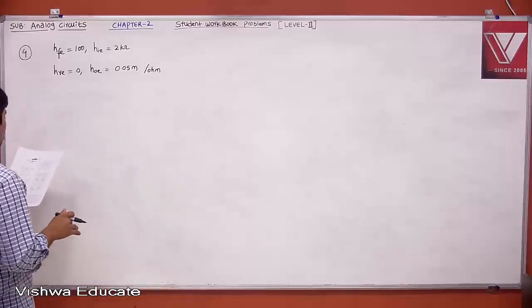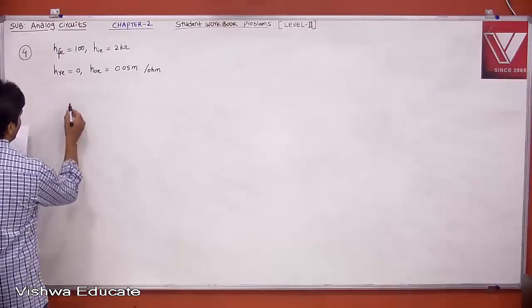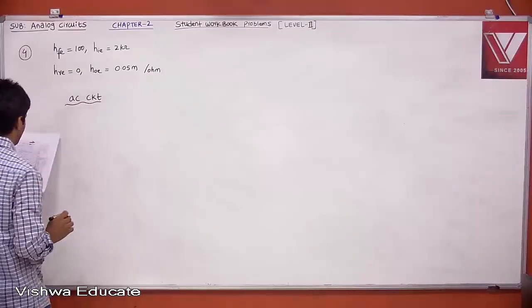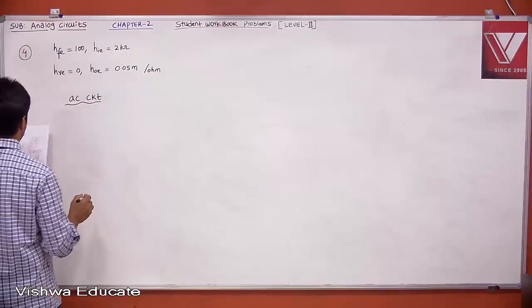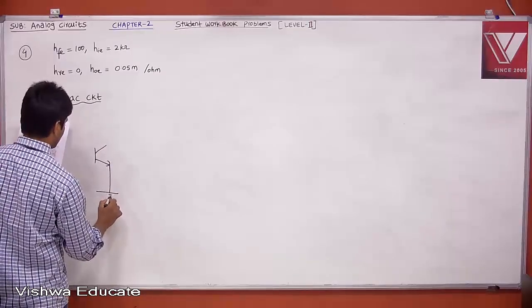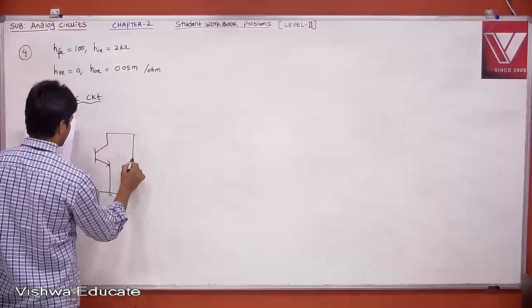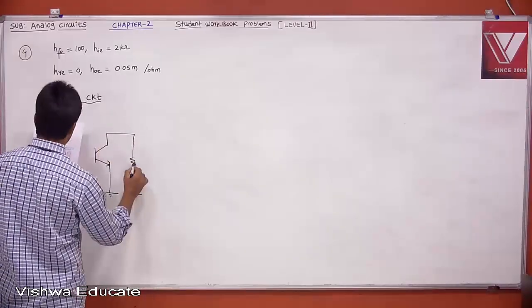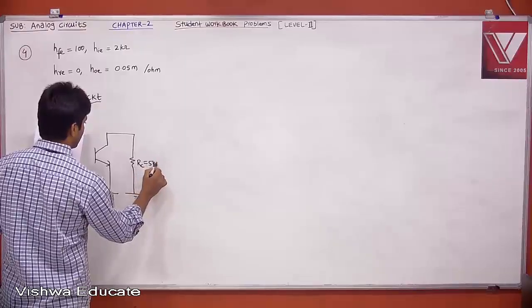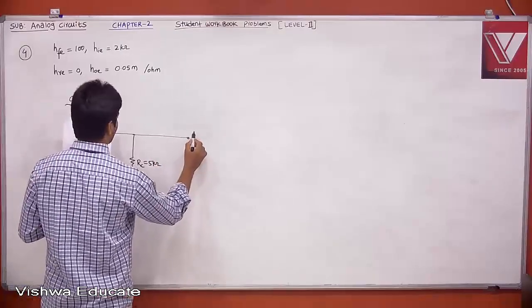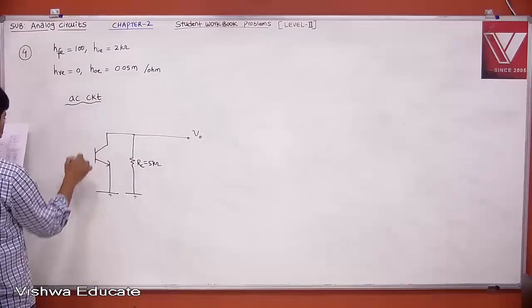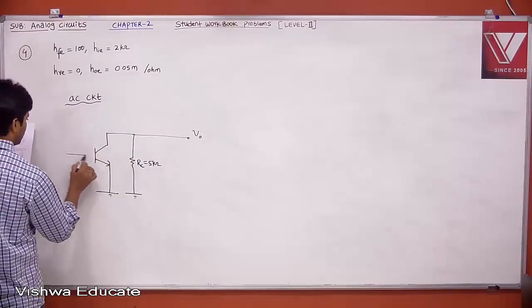Then if you treat your capacitor as a short circuit and take the AC circuit, what do you get? This is your short circuit, and this is nothing but your 5K. This is your RC, RC equal to 5K, and this is your output voltage, and AC ground actually. Then I don't need to bother about this, and this is your VI.